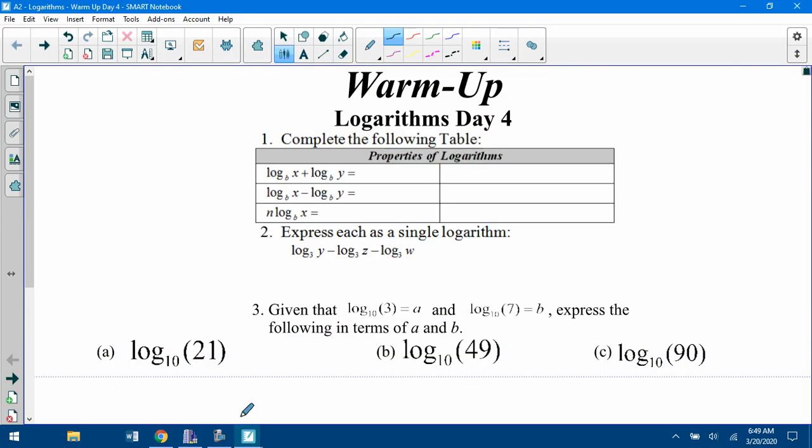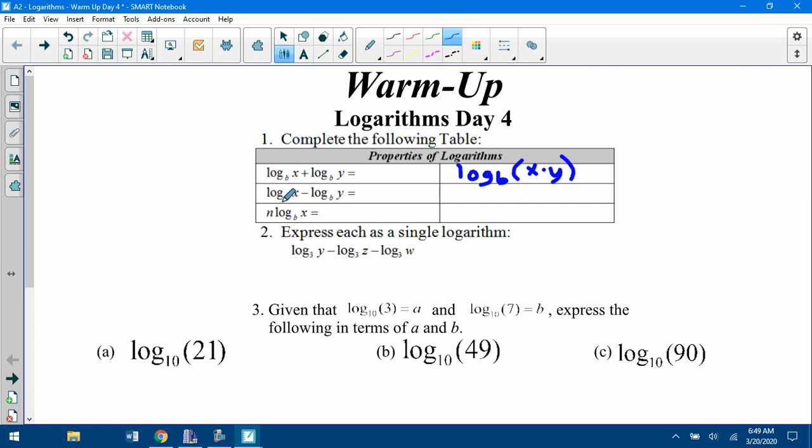a warm-up. And this warm-up is more of notes than it is warm-up, because some of this stuff we haven't really talked too much about. You should be able to complete the table, so let's fill that in quick first. Log base b of x plus log base b of y. 2 logs added becomes 1 log. Log base b of, right, x times y.